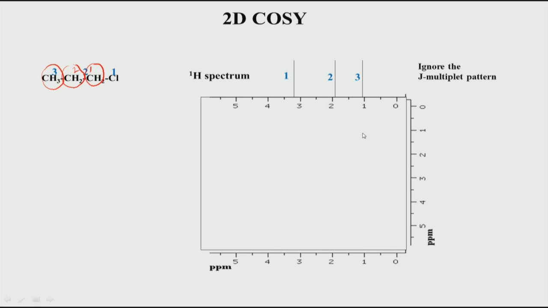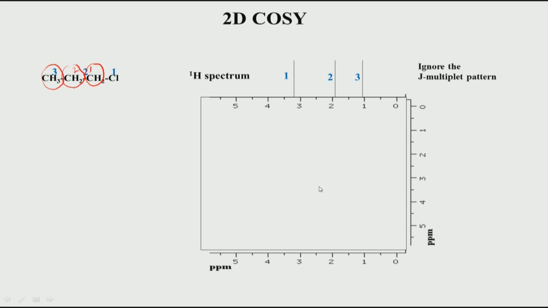If this is 3, I expect a correlation from 3 to only 2, and I expect a correlation from 2 to both 1 and 3, and in this line I would expect to see a correlation from 1 to 2, but I would not expect to see a 1 to 3 connection. Why? Because 1 and 3 are not coupled to each other. So, obviously, I do not expect any correlation in chemical shift between 1 and 3, because when magnetization of 1 evolves, it cannot transfer to 3 as it is not coupled to 3.